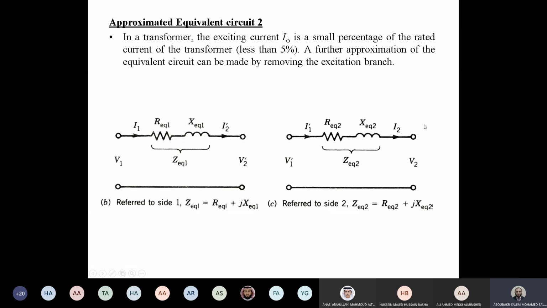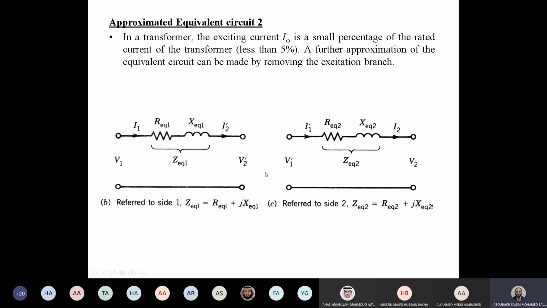And similarly, we can transfer this to the secondary side to be Z equivalent 2, as you can see here. So this is the primary side equivalent circuit, and this is the secondary side equivalent circuit. Okay, so these are the approximations used in the single-phase transformer.